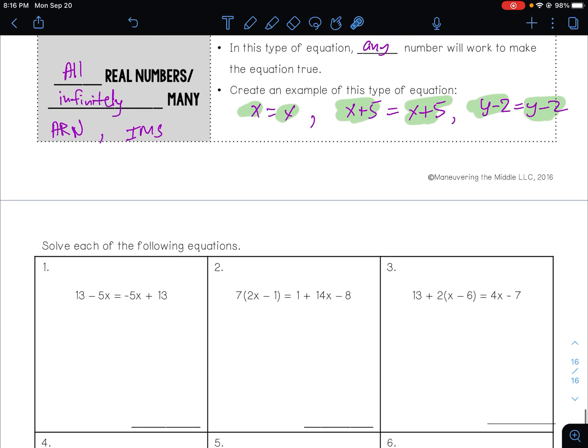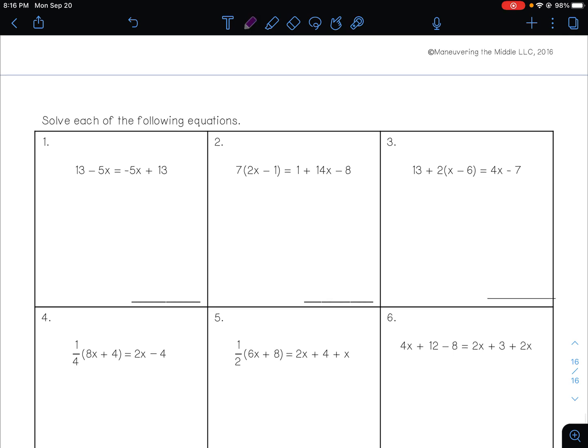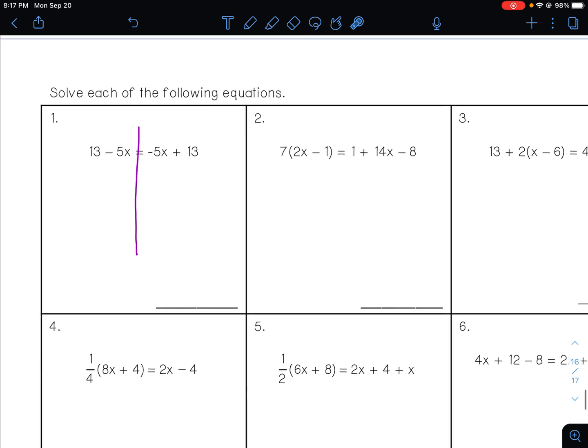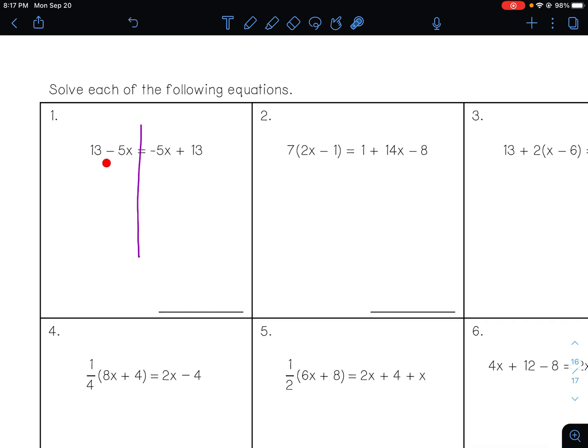So let's go ahead and take a look at these equations. They may end up with one solution, no solution, or infinitely many solutions. Let's try this one: 13 minus 5x equals negative 5x plus 13. Let's get all my variables on one side. I would add 5x to both sides. That's the only thing I could do. If I add 5x to both sides, guess what?